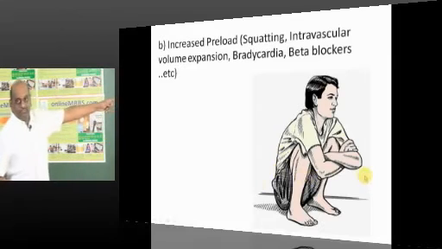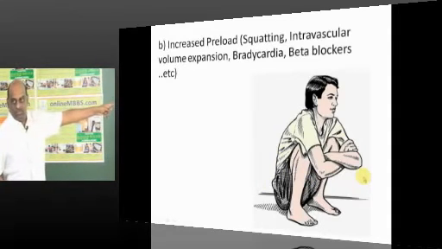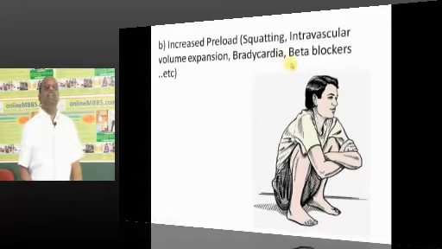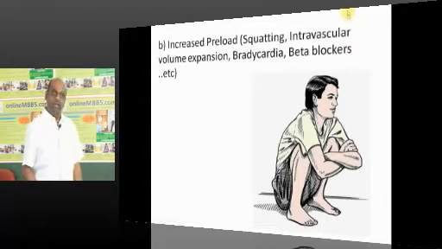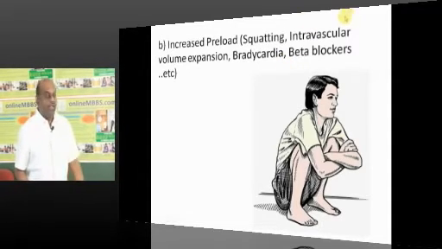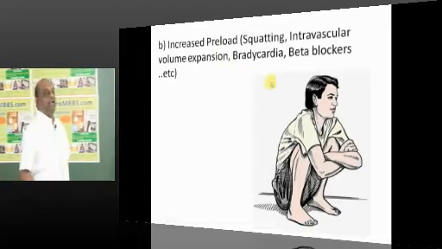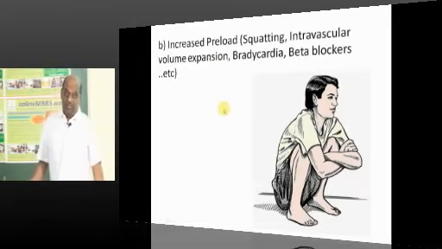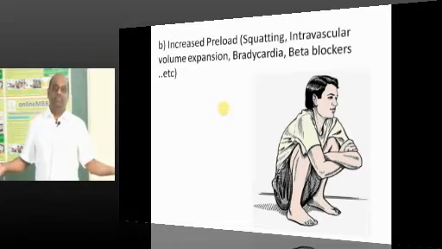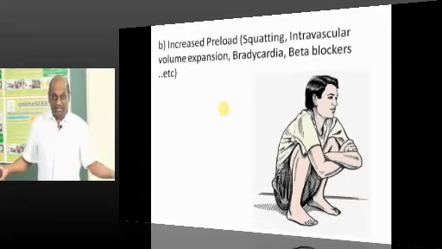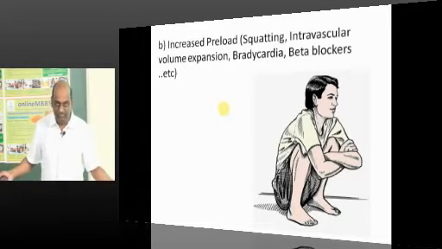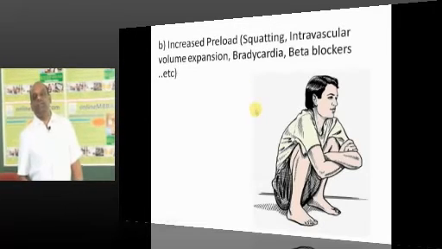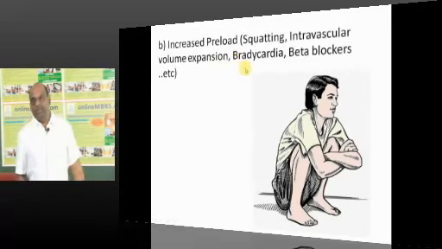If you are squatting, it will increase the preload. If you give intravascular volume expansion, it increases the preload. If there is a bradycardia, why? Because in bradycardia there is an increased diastolic filling time for the heart if the heart rate is slow. So that will increase preload. If you give beta blockers also, that will increase preload. Clear?